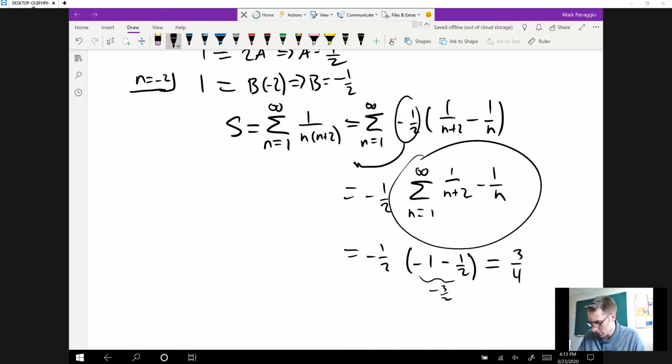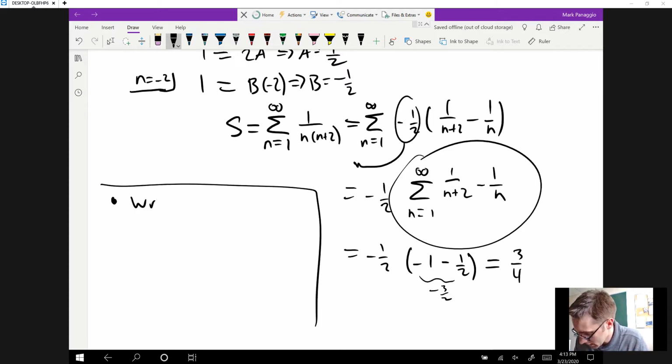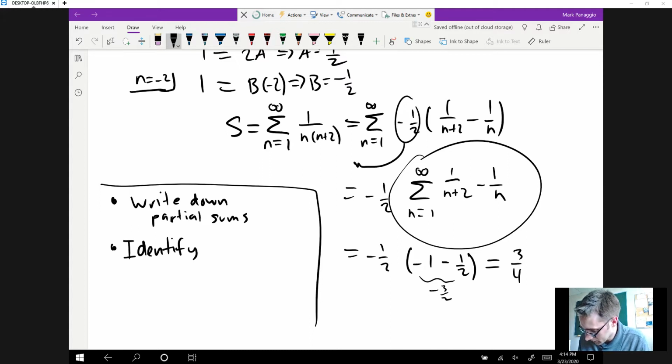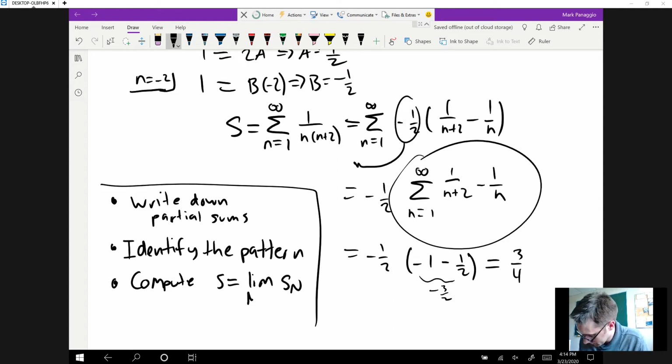So what are the takeaway messages? Well, there's really 3 steps to these sort of telescoping series problems. First step is write down the partial sums. Next, we need to identify the pattern. And second, and lastly, we take a limit of the partial sums to see if the series actually converges or not.